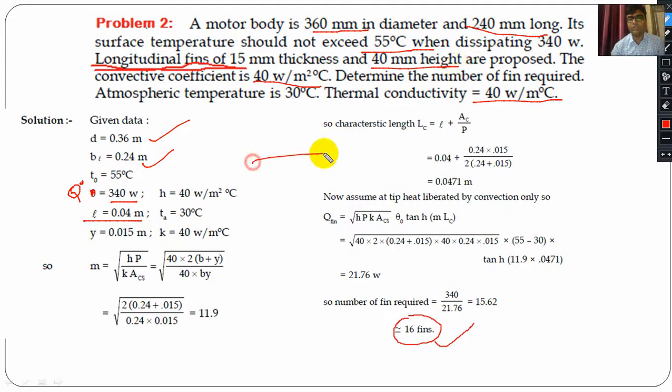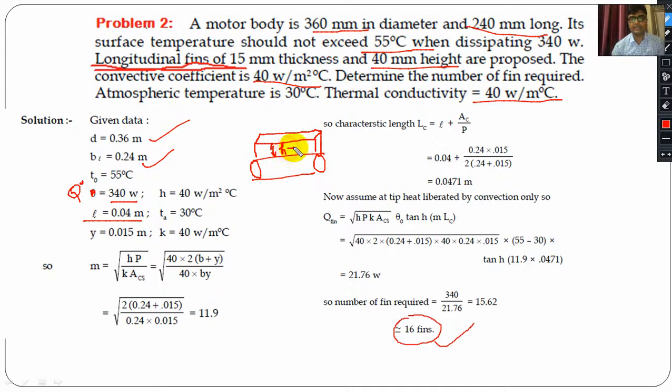I already told you, this one is the motor body, and definitely this is where the fin is attached. Clear? This one is where the fin is attached. So this is the height. Clear? This one is considered as the height.